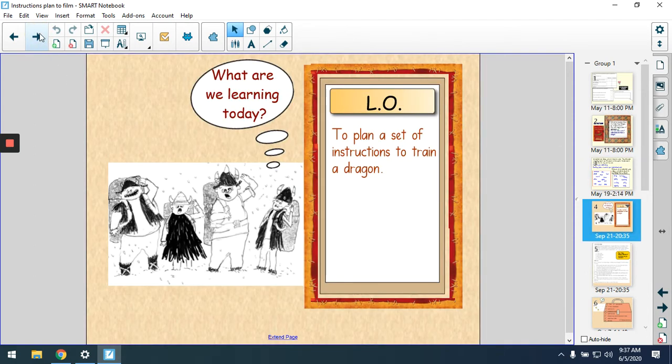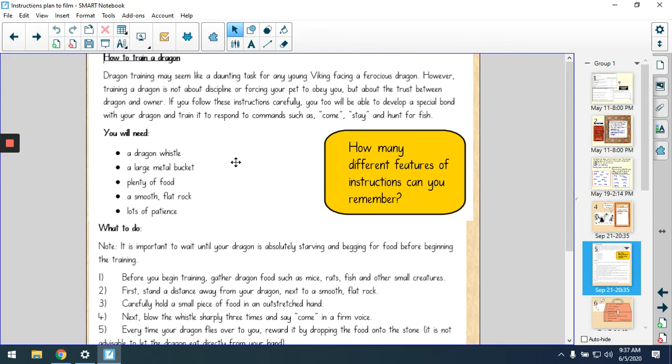So hello, today we're going to plan a set of instructions to train a dragon. Remind yourself first of all of the different features. You can use your checklist that you use for deconstructing to give a bit of a reminder about what we need to include. We've got our introduction here, explaining what the instructions are for. Our you will need section with bullet points. What to do and our numbered steps. We've got our imperative verbs.